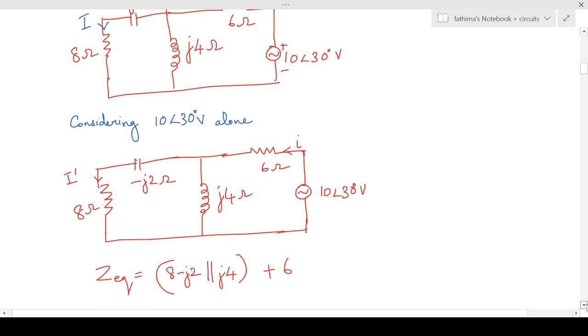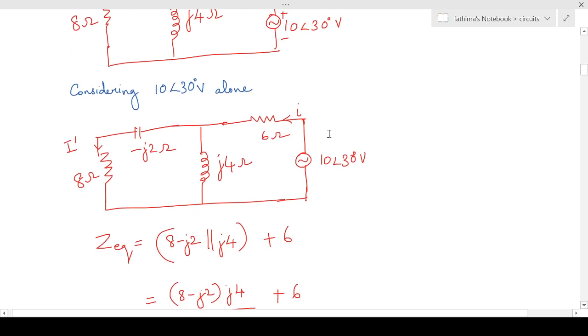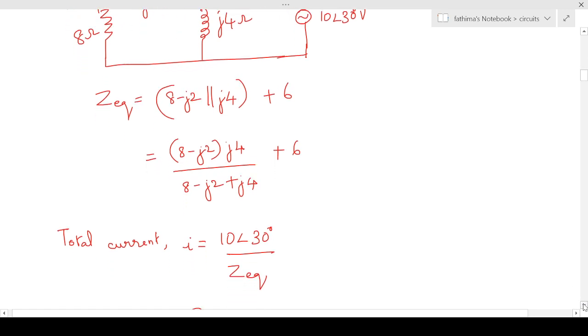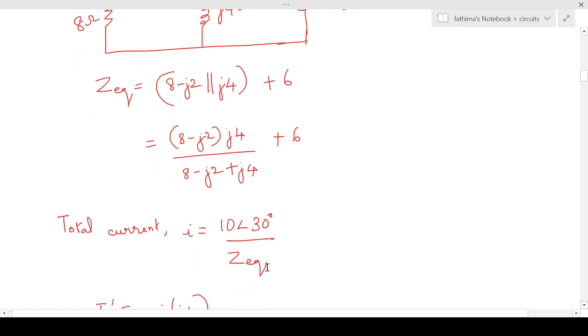So our aim is to find I dash. In order to find I dash, I have to find the total current flowing through the circuit, I. So in order to find I, I have to calculate the equivalent impedance. So the equivalent impedance in this case is 8 and minus J2 are in series. So 8 minus J2, that is in parallel with J4. So 8 minus J2 parallel J4, and that whole thing will be in series with 6 ohms. So plus 6. So you will get the equivalent impedance. So find the equivalent impedance, then find the total current I. That will be equal to the voltage 10 angle 30 divided by Z equivalent. So find the current I.